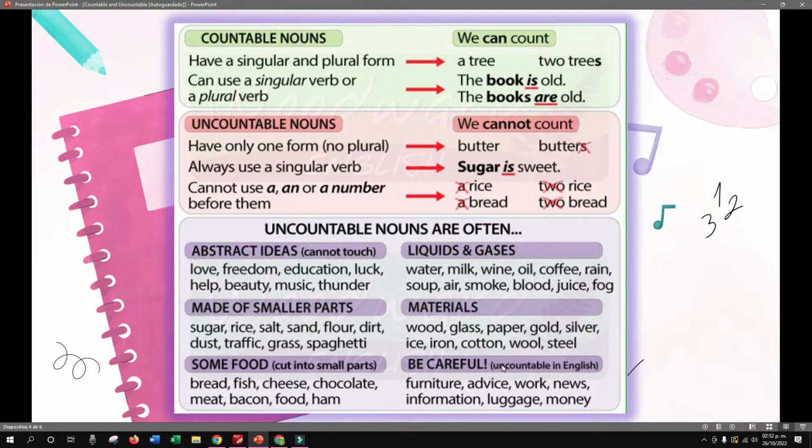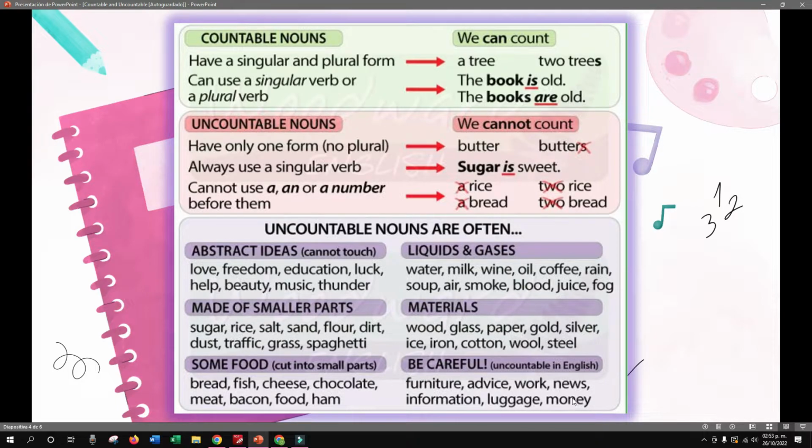Also be careful, uncountable in English. For example, these would be like irregular uncountable nouns. We can say it like furniture, advice, work, news, information, luggage, money, right? Ven estas palabras. Estas palabras son incontables en inglés. Esto me dice el dinero, teacher. Nosotros podemos decir $3, $4. Ajá. Pero el dinero en general.